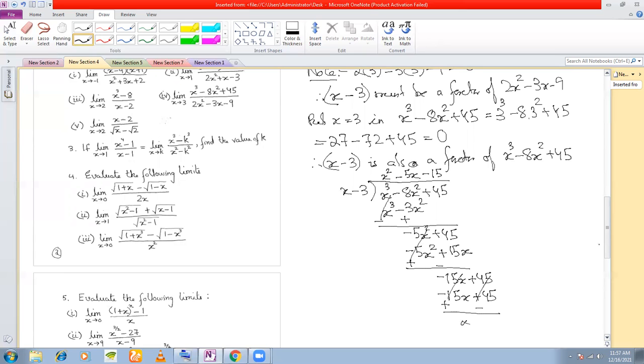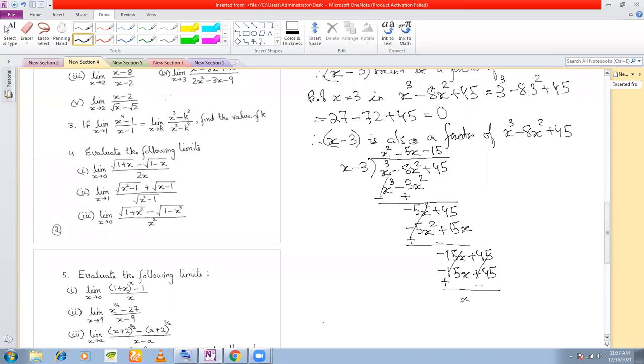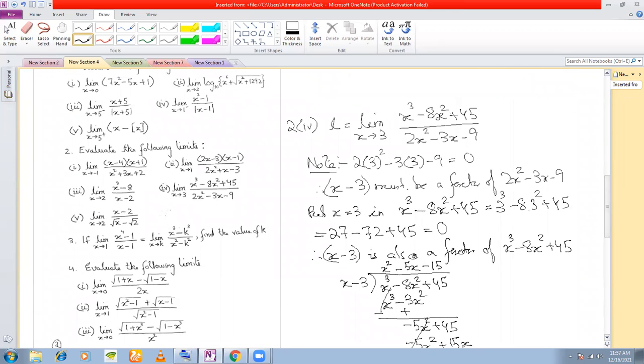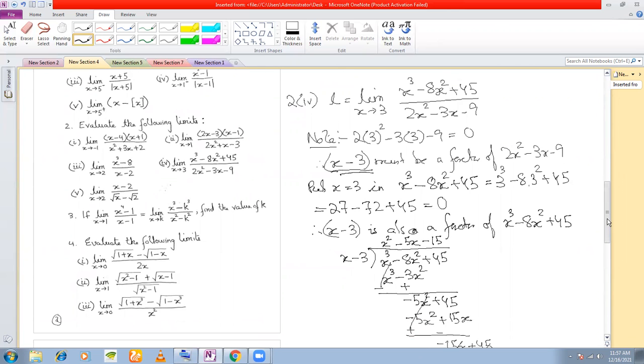Both these cancel. So therefore, what is the numerator? x cube minus 8x square plus 45 has been factorized into x minus 3 into x square minus 5x minus 15. Whether this can be factorized or not does not matter, but you have x minus 3 as a factor. Also, the denominator also has x minus 3 as a factor. So let's factorize the denominator also.